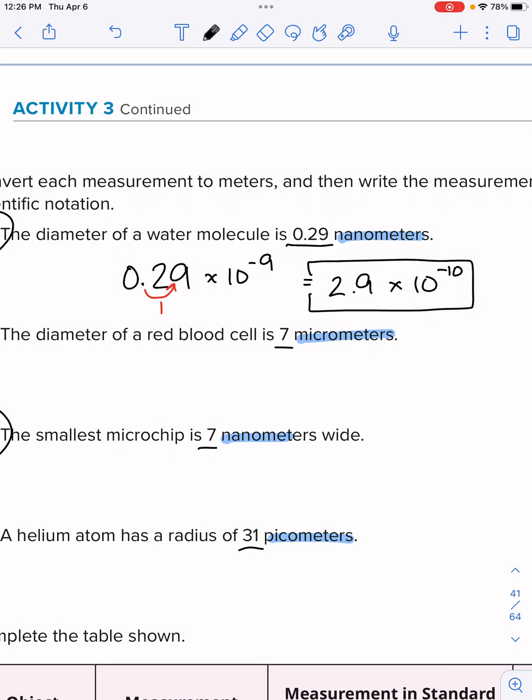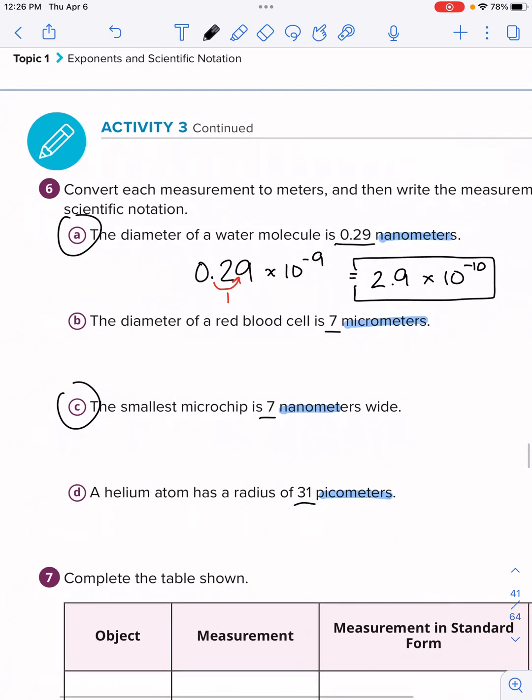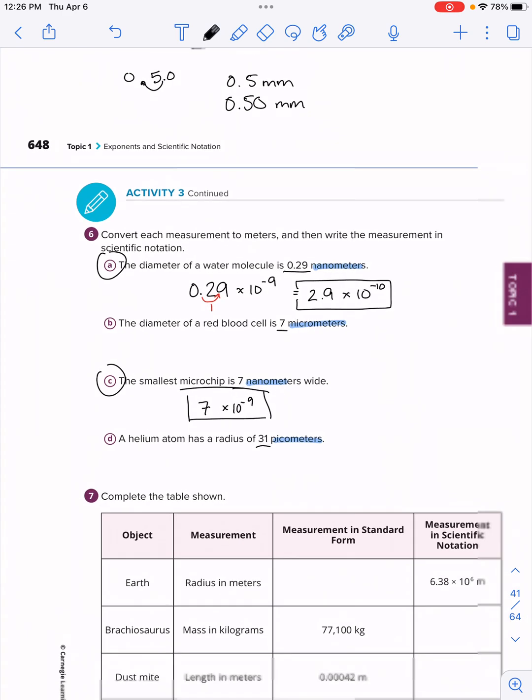All right, great. Let's move to the next one. So the diameter of a red blood cell, letter C, 7 nanometers. So I'm going to put 7 times 10 to the negative 9th power, which is actually what we just did for A. This is actually already written in scientific notation because 7 is in between 1 and 10. That is good. We're done.